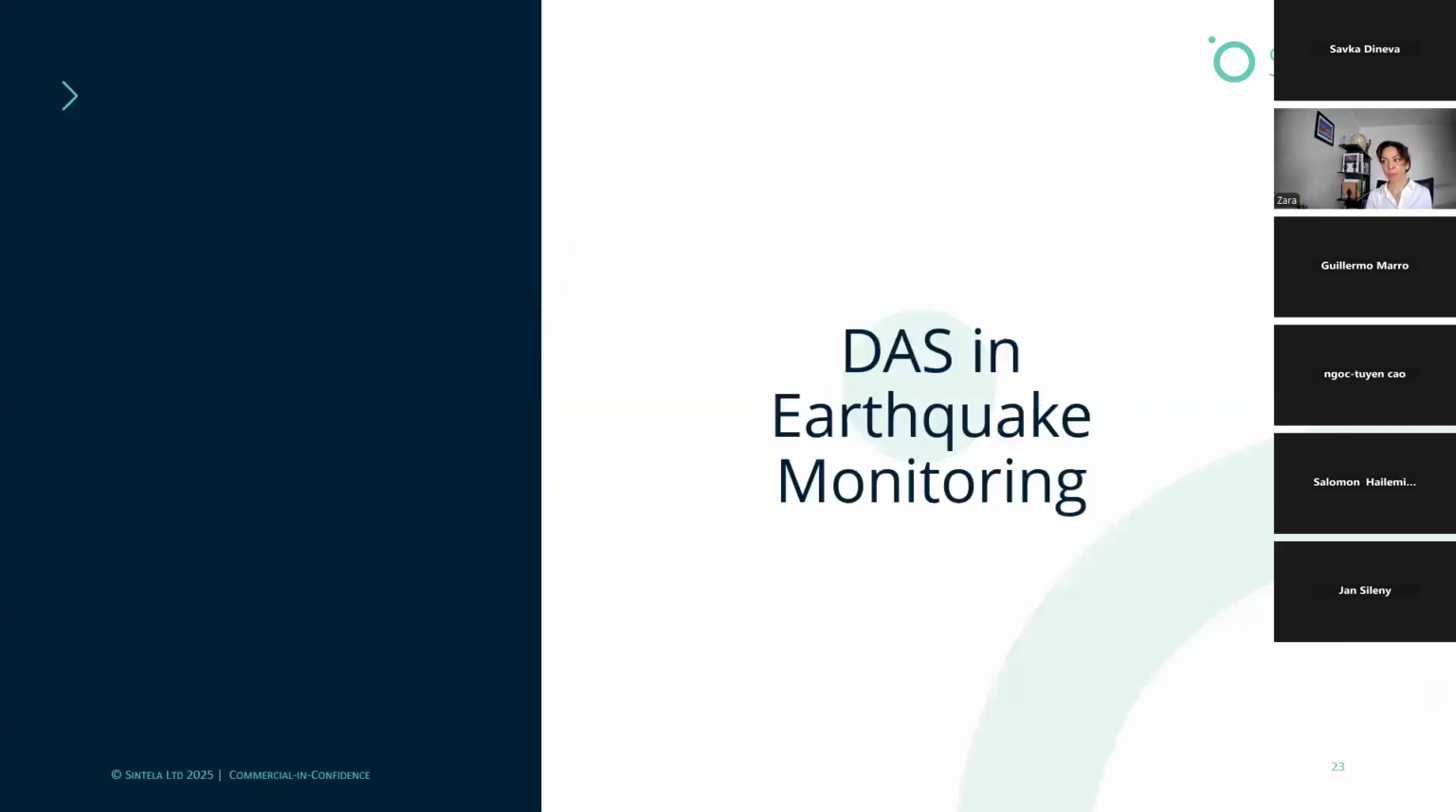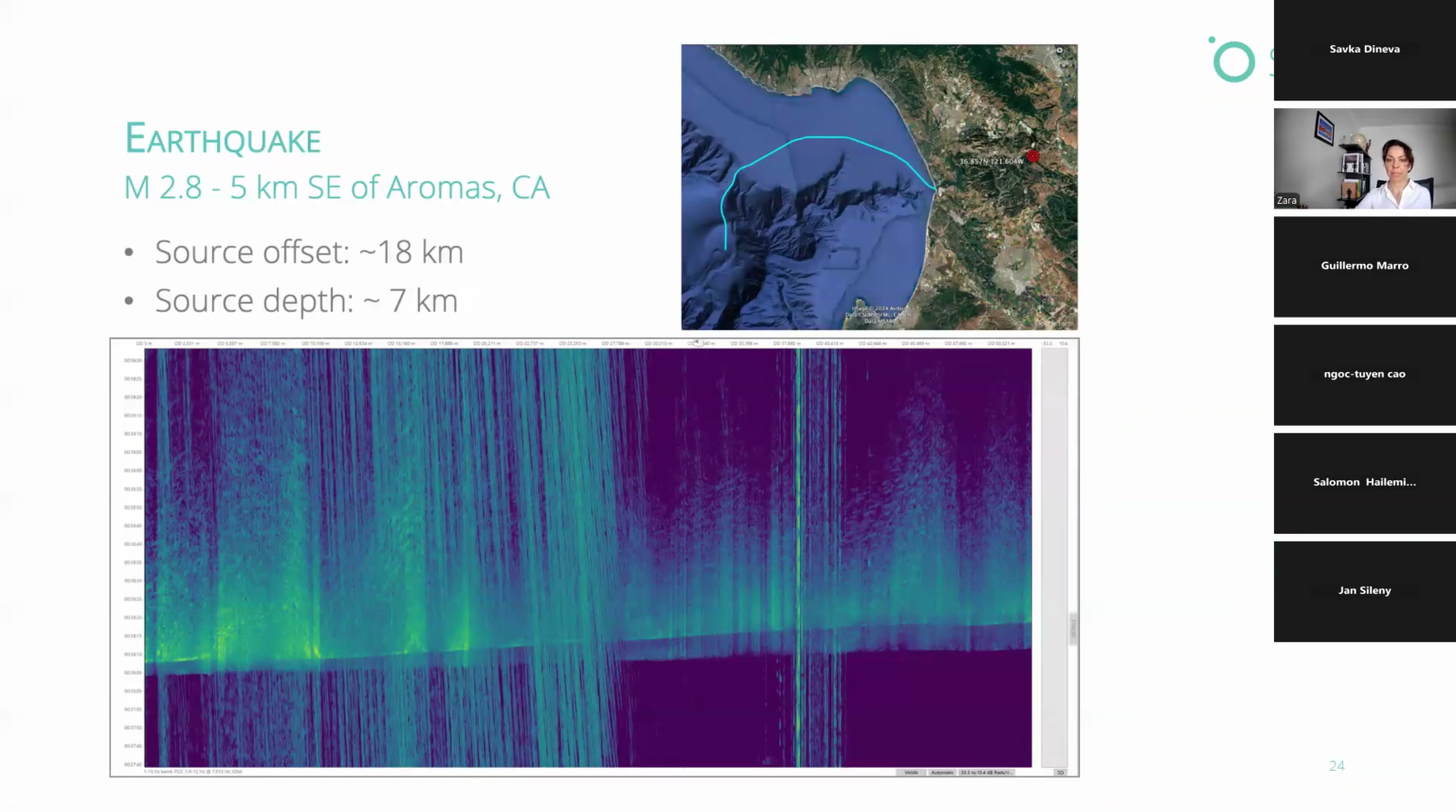And DAS in earthquake monitoring. I think everybody has probably heard that it's becoming more and more common to use existing communication fiber optic cable for earthquake monitoring. There is a lot of fiber optic cable within cities and on ocean floors, and that's becoming more common for this. So this is an example of an earthquake. At the bottom, you can see the P and S wave arrivals recorded on the cable off the coast of California. This was an event 18 kilometers away onshore, of magnitude 2.8, that was recorded with that cable.